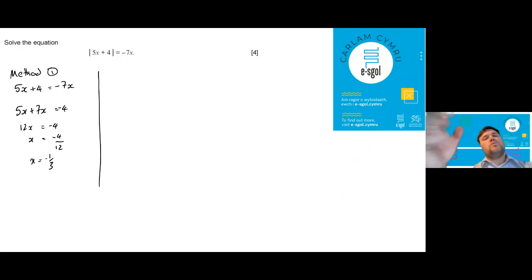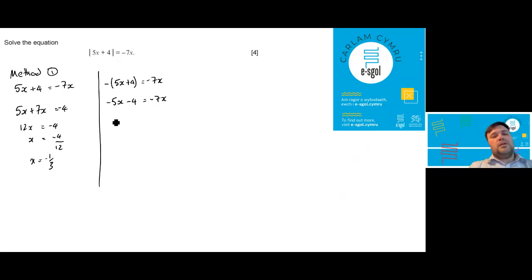And then, because of the fact that it couldn't have been minus, so now it is minus because you've taken it away, you would then do minus 5x plus 4 equals minus 7x. So you've now got minus 5x minus 4 equals minus 7x. And solve that. So bring that over, take that over. So it's going to be minus 5x plus 7x this time equals 4. 2x is equal to 4. x equals 4 over 2, which is 2. So those are the two values you're looking for. Now that's method 1. As I said, you keep it as positive, work it out and solve it. You change it to negative, work it out and solve it.